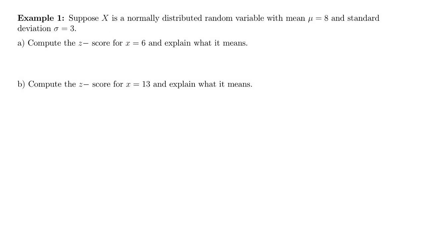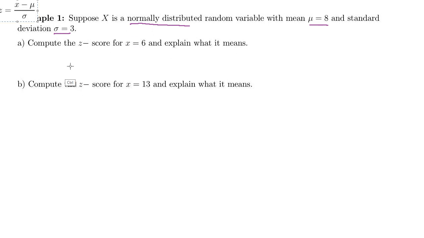So let's go ahead and do some computing of z-scores here. We're going to suppose that we've got a random variable x that is normally distributed. And let's say that our population mean is 8 and our standard deviation sigma is 3. We want to compute the z-score for x equals 6 and explain what it means.